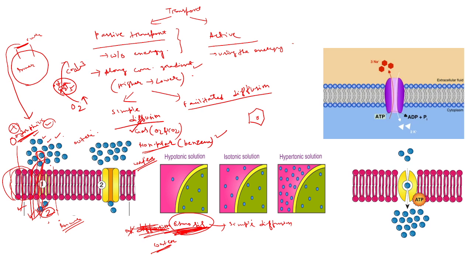Okay. So this is the simple diffusion. That means it always moves from the higher to lower concentration, along the concentration gradient. Because it transports from the higher to lower concentration, it does not need any energy. So another is the facilitated diffusion. What is the facilitated diffusion?